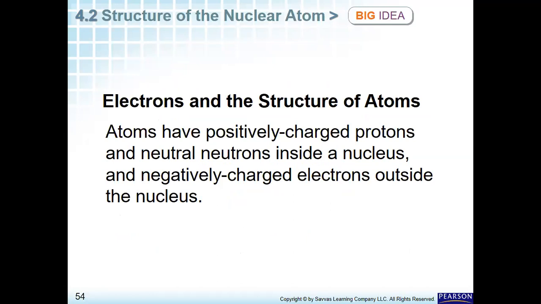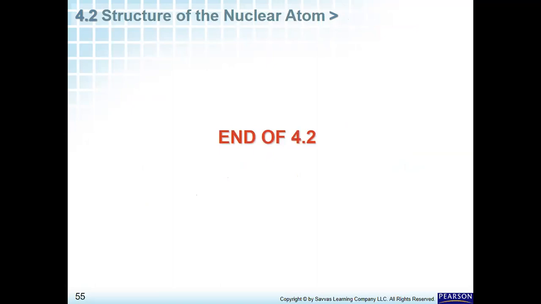Atoms have positively charged protons and neutrons inside the nucleus, and outside the nucleus they have negatively charged electrons. The number of electrons is equal to the number of protons, so the atom will be electrically neutral.